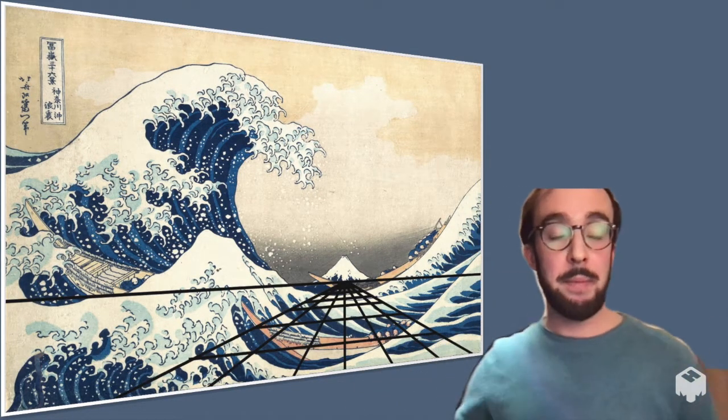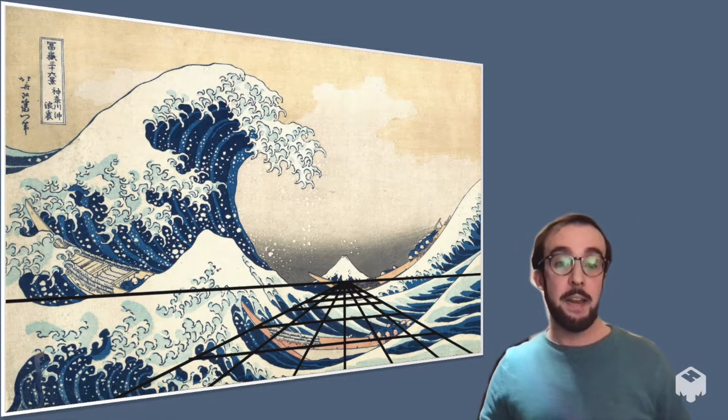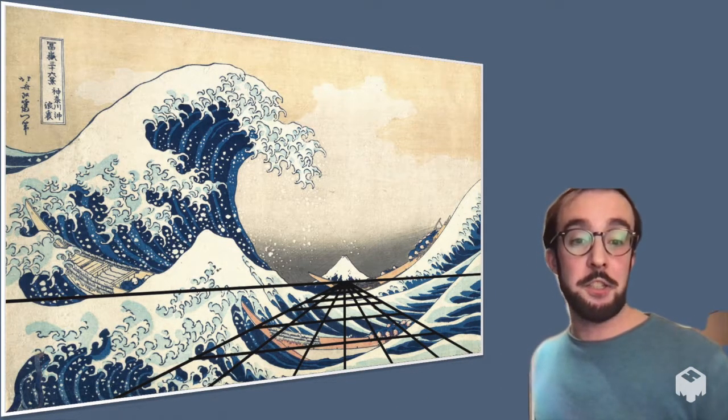And there are mainly 2 reasons for that. The first one is that the painting uses a linear perspective, in which the center of the painting turns out to be Mount Fuji.